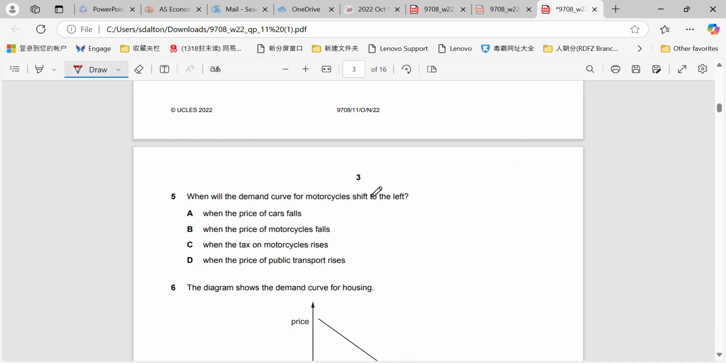When will the demand curve for motorcycles shift to the left? Okay, start at the bottom. Price of public transport rises. Demand for public transport reduces, and demand for motorcycles goes right. So that's wrong. We want shift to the left. Tax on a motorcycle rises. That will affect supply. Supply will go left. Price of motorcycles fall. No, that's an extension or contraction. Remember, we're looking for a shift. Price of car falls. That will. Cars are substitutes. So if the price of cars goes down, the demand for cars will shift to the right. And therefore, because motorcycles are a substitute, the demand for motorcycles will shift to the left.